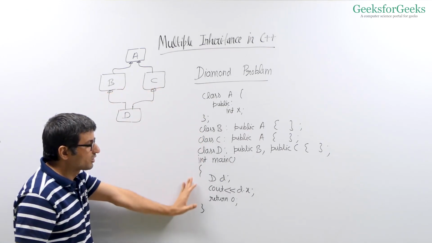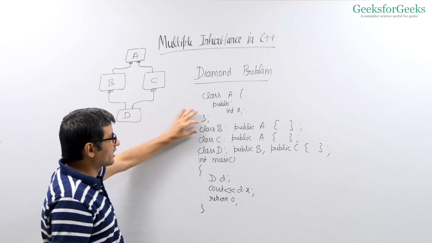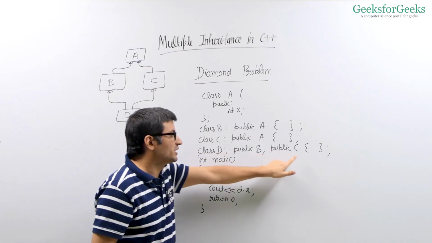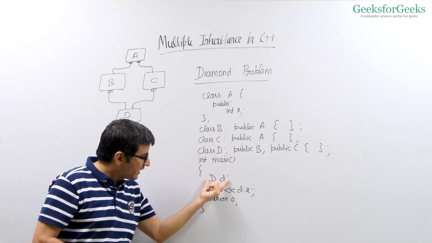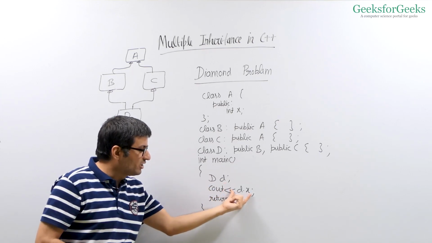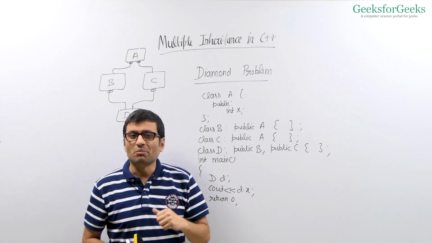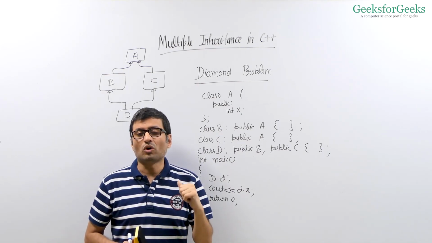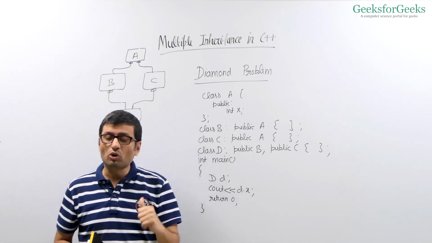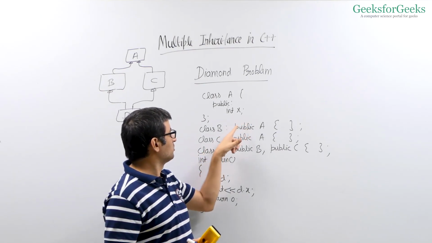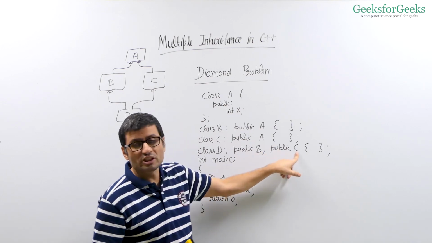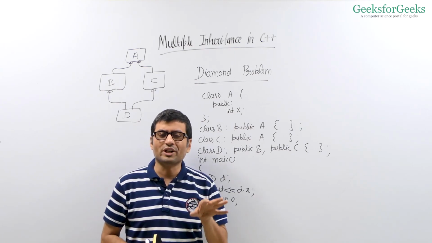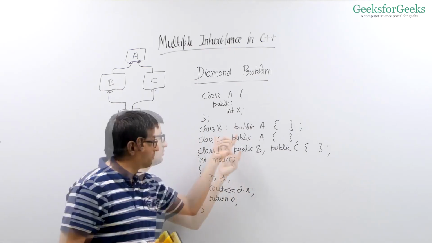Here is code for the same thing. We have class A, class B inherits from A, class C inherits from A, and class D inherits from both B and C. Now, I create an object of D, and when I access D.X, what will happen? Because the members of class A are inherited through two paths, the object of D has two copies of X. One is inherited through class B and one through class C. So your compiler throws an error: ambiguous access to variable X, because X is present through B and also through C.